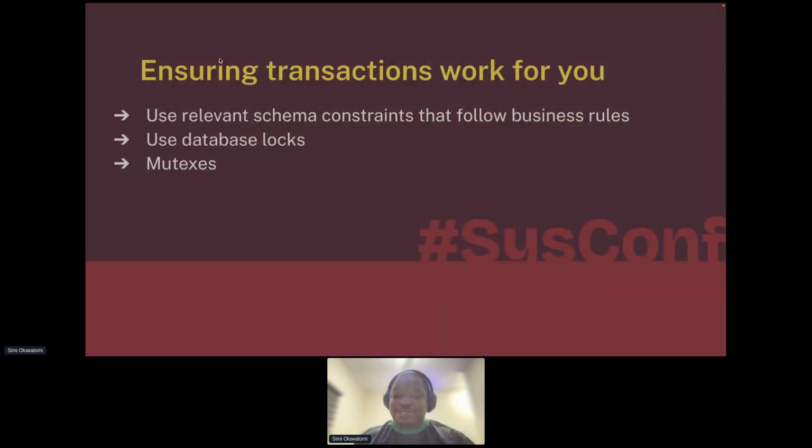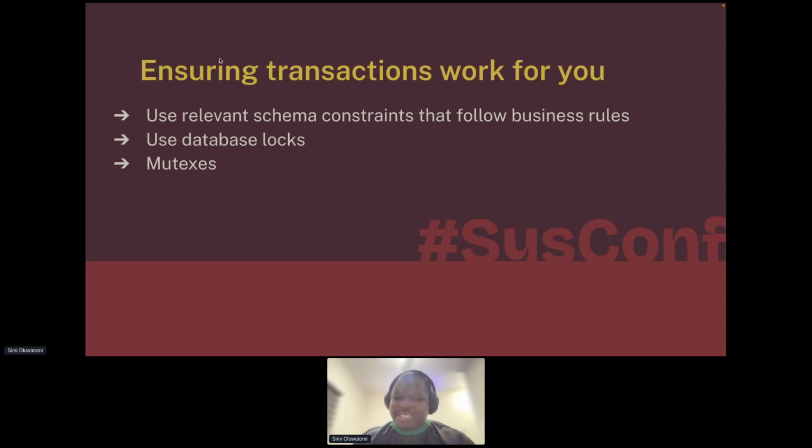The first is that you must use schema constraints that follow business rules. Schema constraints that follow business rules. One of the principles you could use is to say, my account balance column must not be less than 0. So that is a key schema constraint. Immediately, even when you try to update that account balance column to minus 13,000, the database engine or the database software is going to tell you, oh, Baba, I know if you do it.